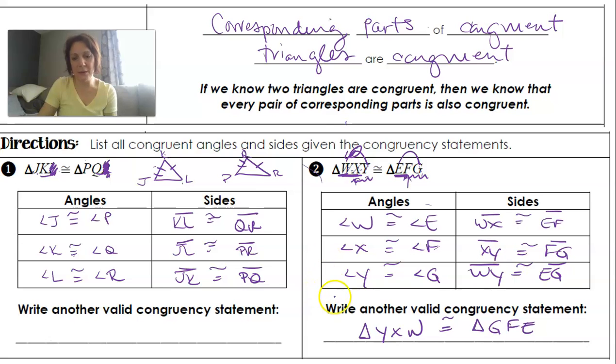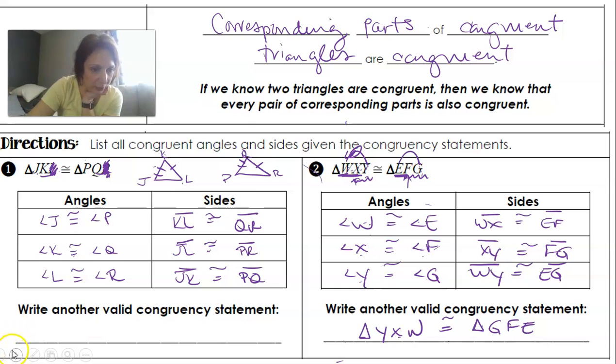Notice again, the W is last, the E is last. They still line up. The X and F have to still line up. They're both still in the middle. The Y and the G have to still line up. They're both first now. Okay? That'll get it. Okay, so sometimes we're just listing generically what our parts are.